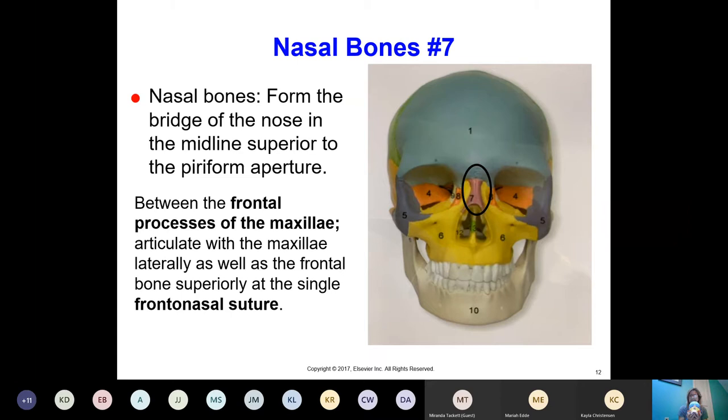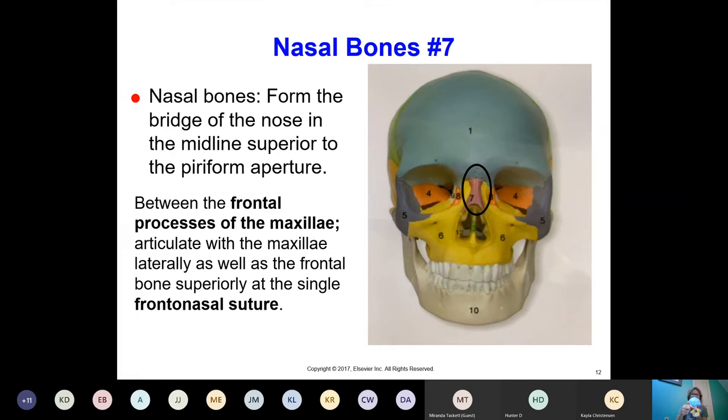Is it like the opening at the nasal, like exactly. Where the nose opens? It is. It's exactly it. It's kind of almost like a triangular shaped opening. Just kind of outlines these bones right here. That's your piriform aperture. And so the midline superior to it are the nasal bones. And I've circled the nasal bones. They're in purple on the skull.